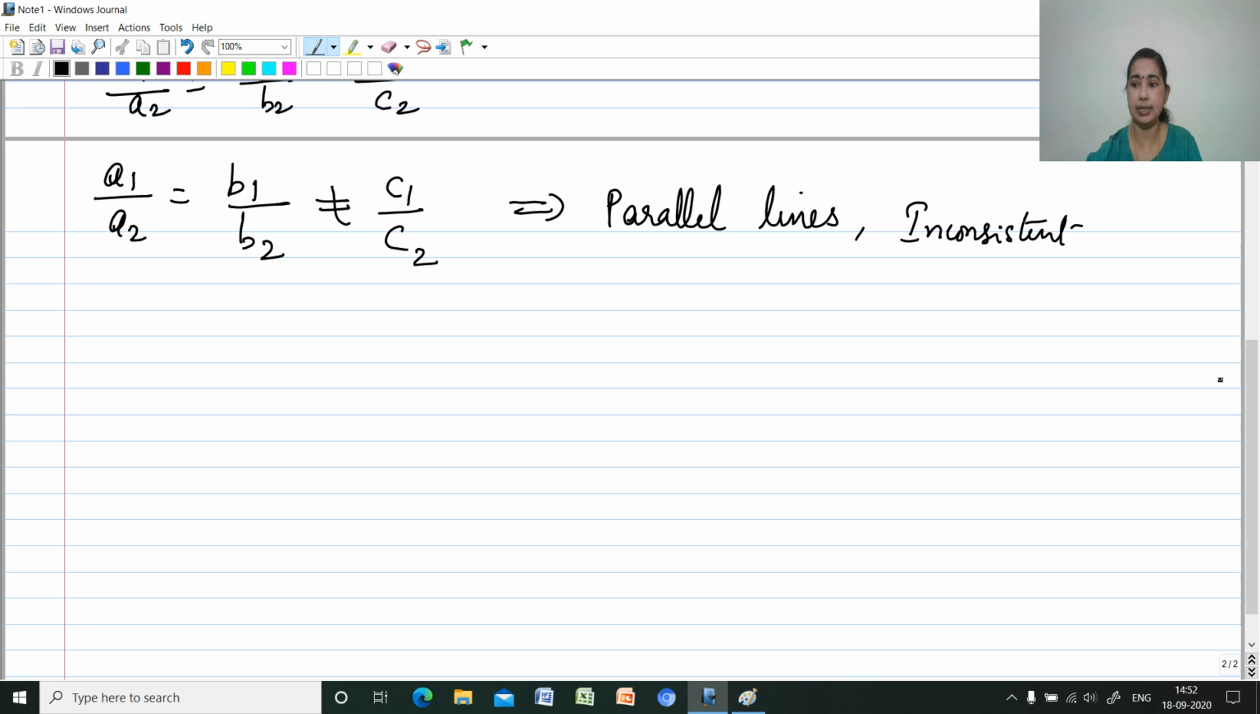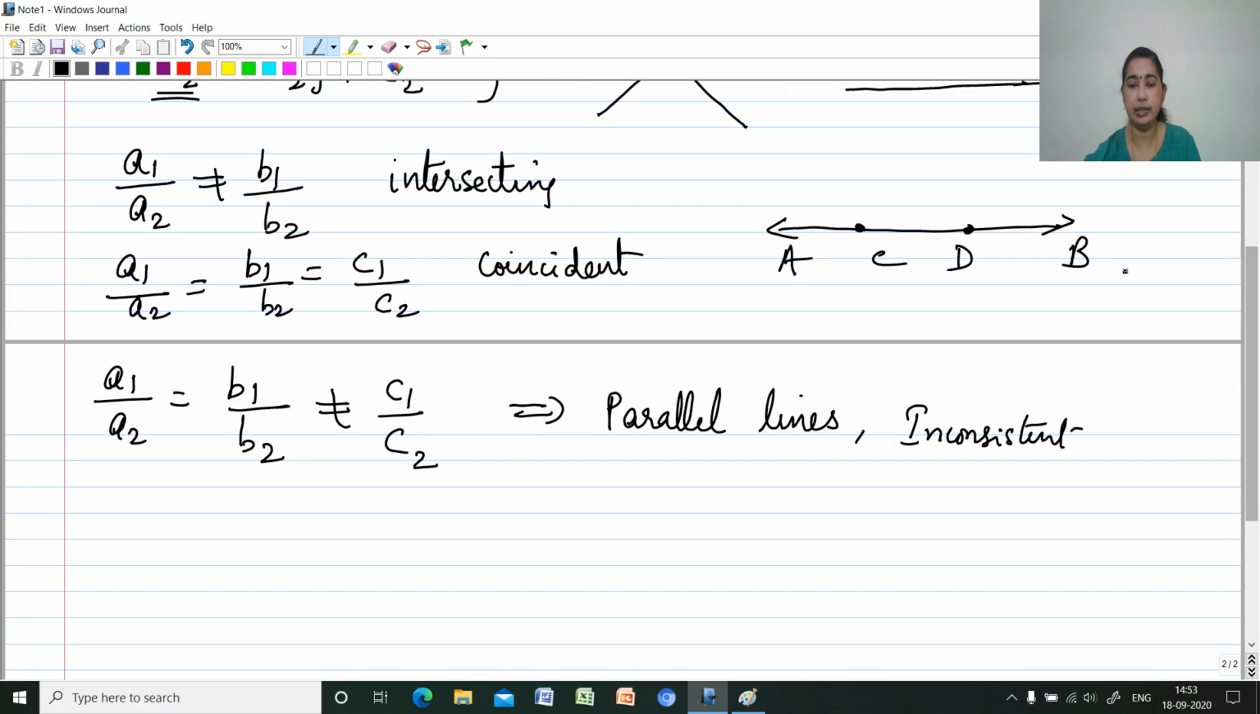The other two cases: if they are intersecting lines, we have one solution. Only at one point do they intersect. If they are coincident lines, we have so many solutions, infinitely many solutions.